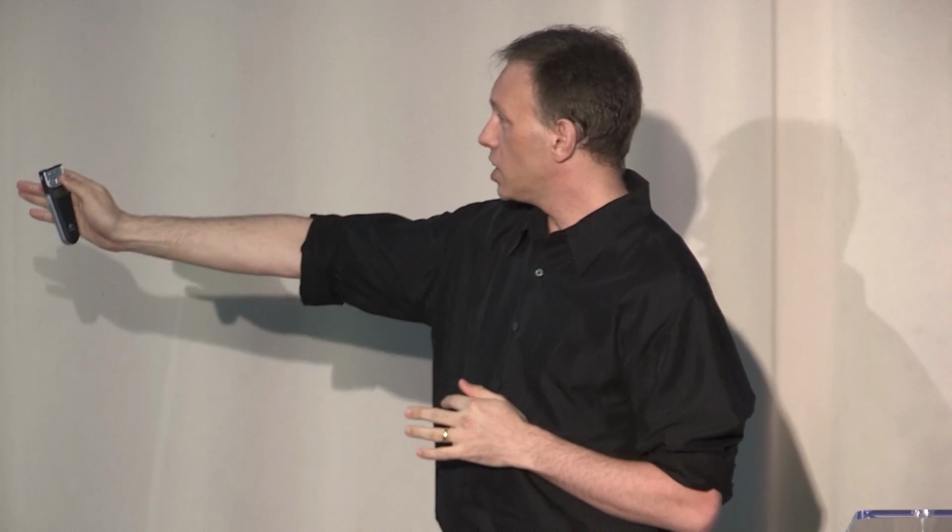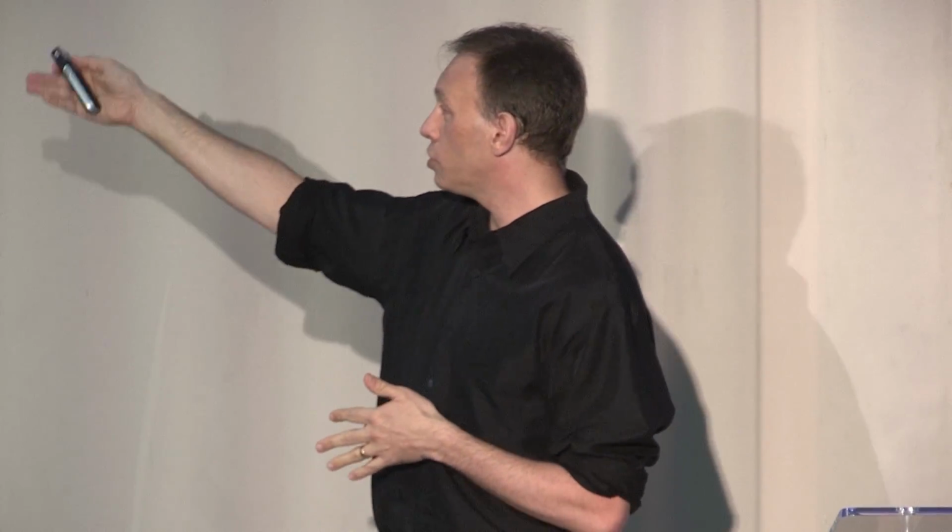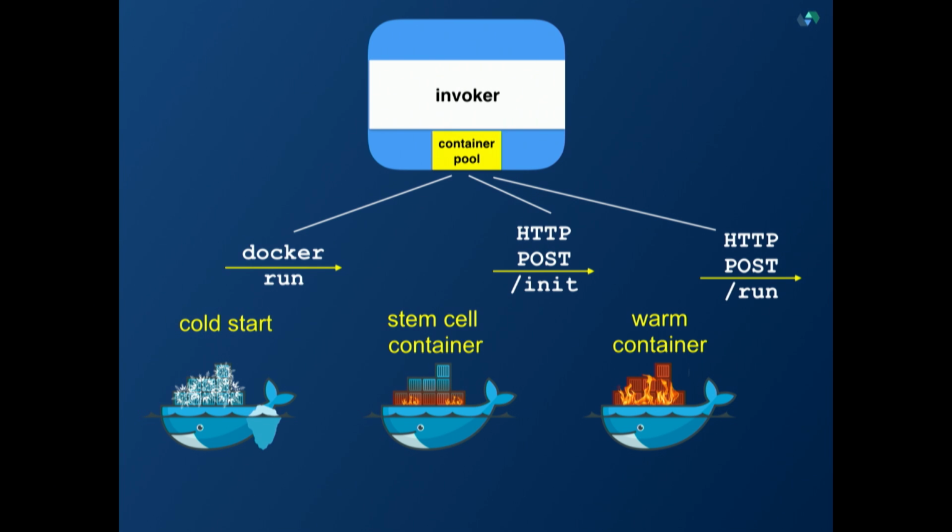These containers which are running run a little web server. So in order to bind a container to run a particular piece of user code, the invoker will do a POST to the /init route and inject the code into the container. At that point, the container is bound to a particular action. That container can be reused for future invocations of that action, but can't be reused for invocations of any other action. So at that point, we call it a warm container. And each time we need to use that container, the invoker will POST to the /run route on the container to run an action.